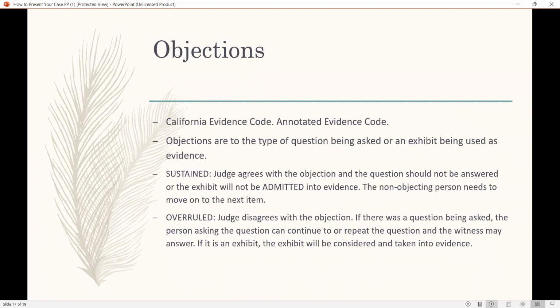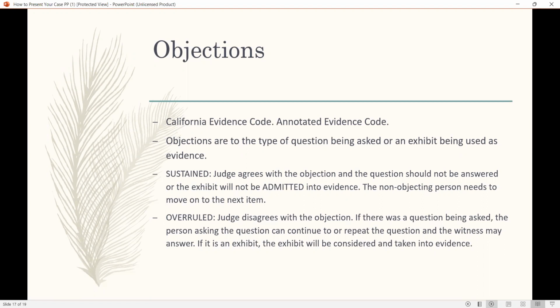Finally, we're going to cover objections. Objections are going to be based on the California Evidence Code. Sometimes it's also referred to as the annotated evidence code if you're doing research. Objections are to the type of question being asked or to an exhibit that's being used as evidence. And again, they're based on the rules of evidence and not because you necessarily disagree with an exhibit and want to argue its contents. When a party makes an objection, the judge will either sustain that objection or overrule it.